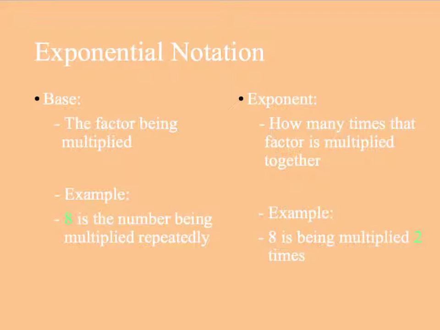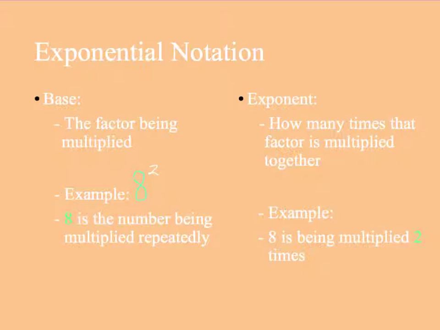It's important to remember that there are two parts to exponential notation, the base and the exponent. So we're going to start by talking about the base. The base in exponential form is the number or the factor being multiplied. So in the example 8 squared, or 8 to the second power, 8 is the number being multiplied repeatedly. 8 is our base in this case.